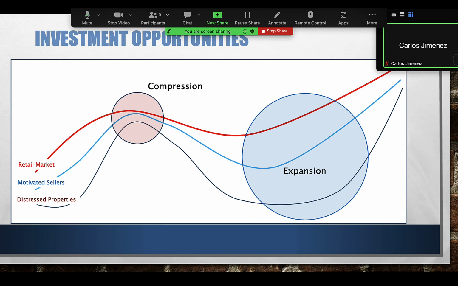So if a property on the retail market is selling for $500,000 in a hot market like 2021, 2022, a motivated seller might give up $20,000 to $25,000 in value to sell their house quickly. Okay? Distressed properties, these are properties that will not qualify for traditional financing.